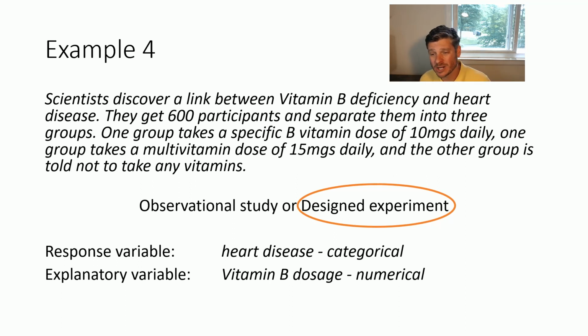You could make an argument that it is also categorical because, again, it's either 10, 15, or none. We could kind of put those into categories. So, again, there's always that little bit of, like I said, art to it, right? How do we interpret what we're doing? But I think in this case, it makes the most sense to consider the vitamin B dosage as a numerical variable.